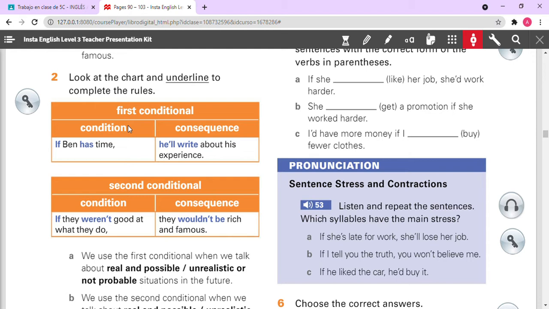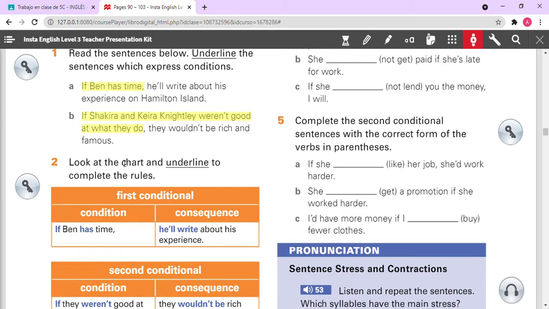Okay, I remember my example. If I won the Tinka, I would be a millionaire. It's similar: past and would. I would be a millionaire. Okay, boys, okay, girls, this is the chart for first and second conditional. Now it says, look at the chart and underline to complete the rule.